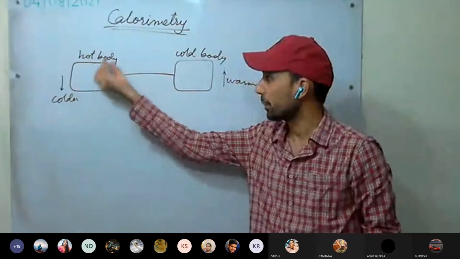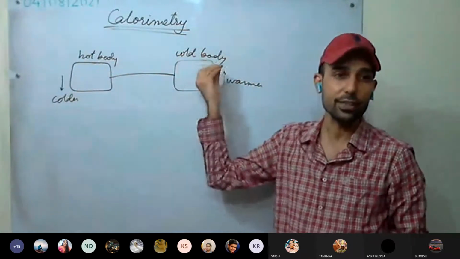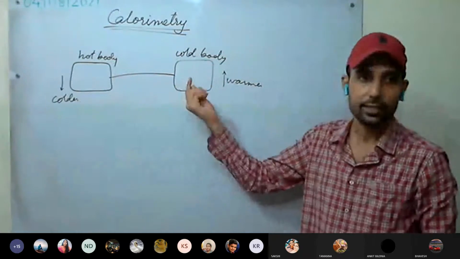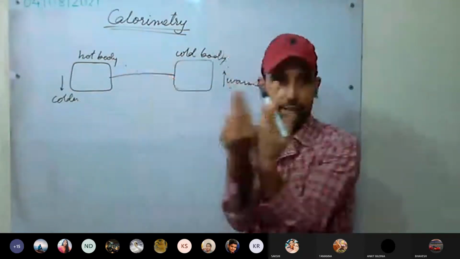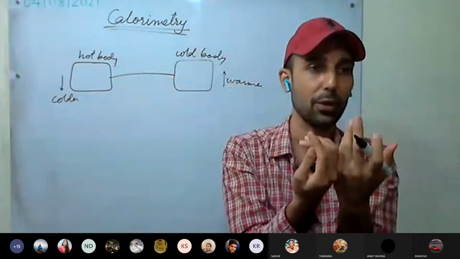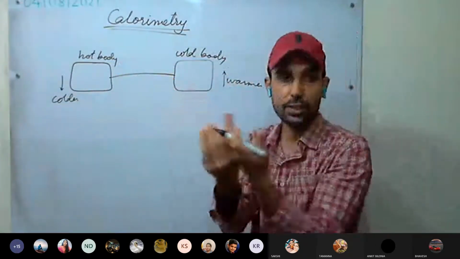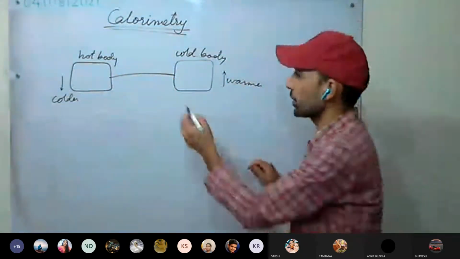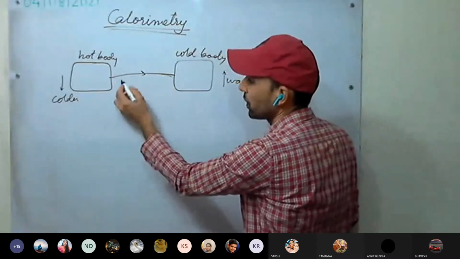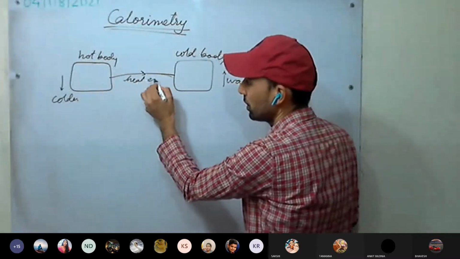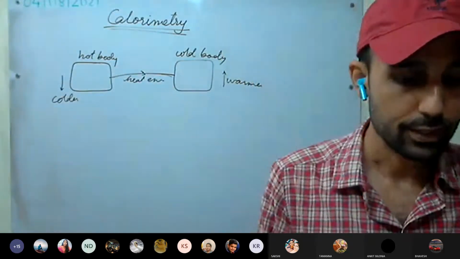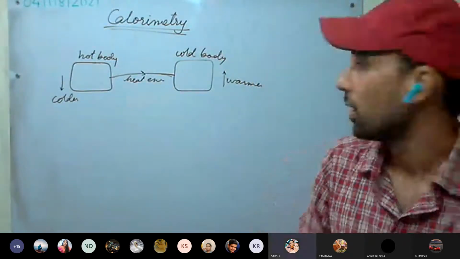What does it mean? Something is getting transferred. What is getting transferred? Heat energy is getting transferred when they are brought in contact. In contact means either by touching or through some medium they have been brought in contact. So what happens? The heat energy starts to flow. The thermal energy starts to flow. Yes or no? Yes, sir.